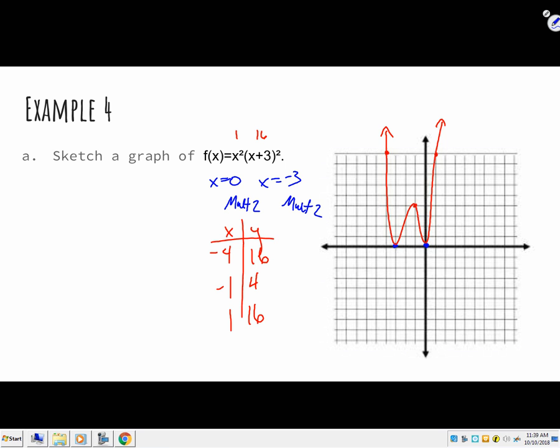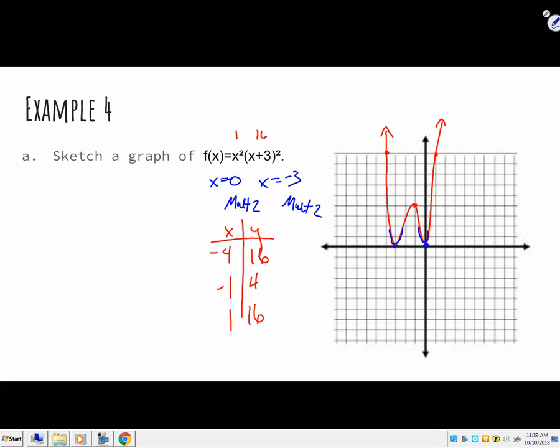And if you remember what we talked about yesterday, if a 0 has a multiplicity of 2, it's simply going to touch the x-axis, or we called it bouncing off the axis. And that's exactly what it does at both of these zeros. At negative 3 right here, it comes down and it bounces off the axis. At 0, it comes down and it bounces off the axis.